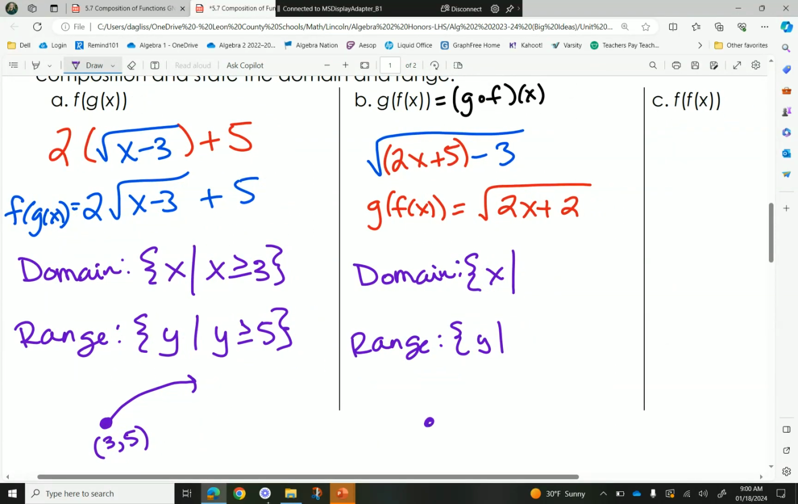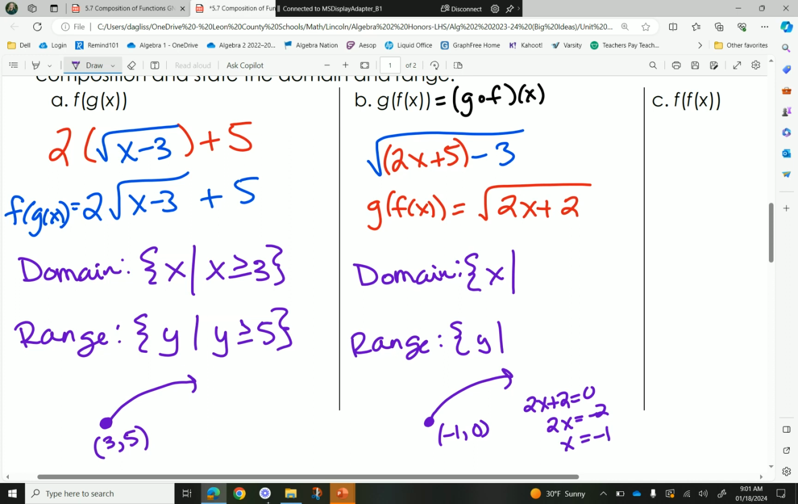Where is our vertex for this square root function? Because you saw it behind me. Okay, so this is negative 1, 0. 2x plus 2, you make that equal to 0 and solve. Okay. 2x plus 2 equals 0. You subtract that 2 over, and then we divide. That's how I know x is negative 1.